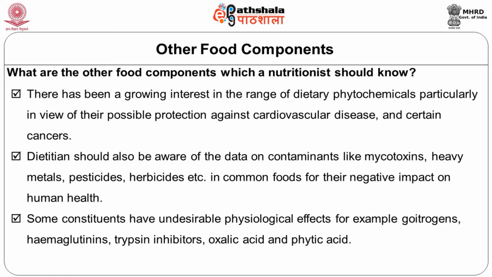Such information is not available in many food composition databases, but the USDA database, UK database and German databases are updating with the bioactive phytochemical content for commonly consumed foods. Dietitians should also be aware of the data on contaminants like mycotoxins, heavy metals, pesticides, herbicides, etc. in common foods for their negative impact on human health. Some constituents have undesirable physiological effects, for example, goitrogens, hemagglutinins, trypsin inhibitors, oxalic acid and phytic acid. Other important natural toxicants include solanine, cyanides, lathyrogens and nitrosamines.